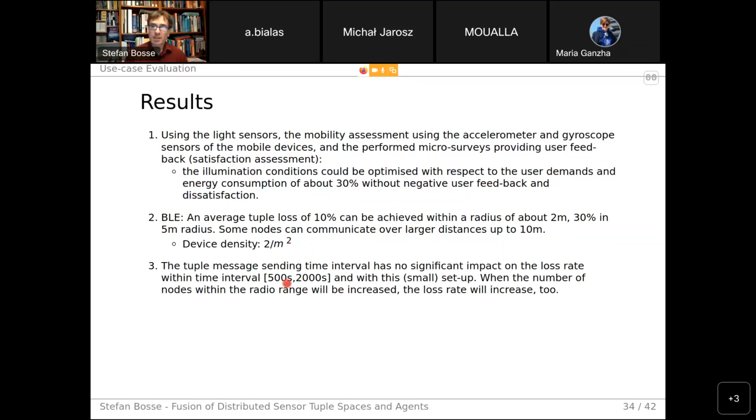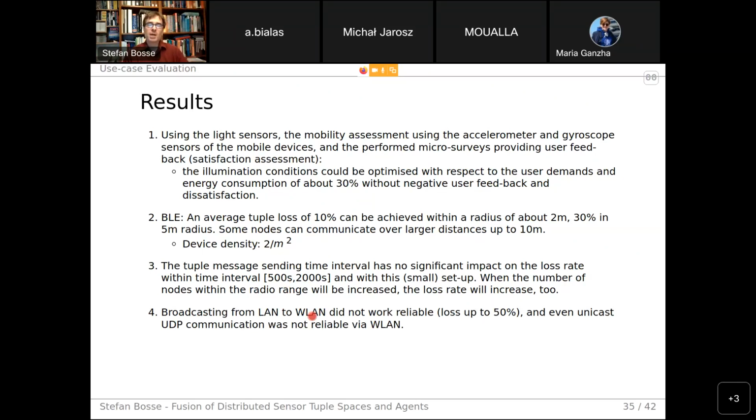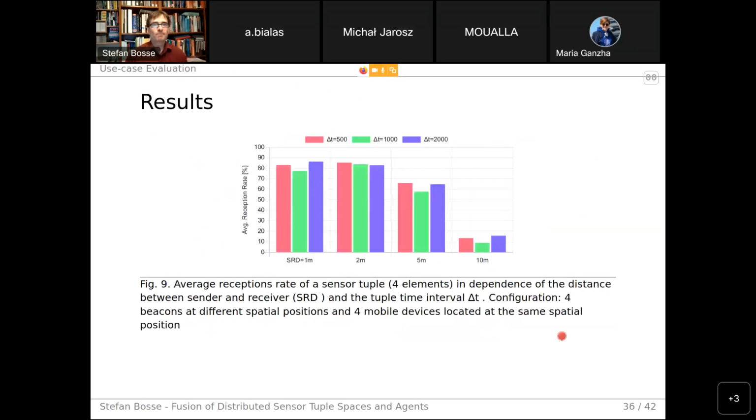And this is with a small setup, of course, with 2 devices per square meter. If the number of nodes within the radio range is increased, the loss rate will increase too, of course, due to collision. Please remember, we have broadcasting. And broadcasting to LAN to VLAN did not work reliably, lost about 50%. So wireless communication using UDP broadcasting is not a good idea.